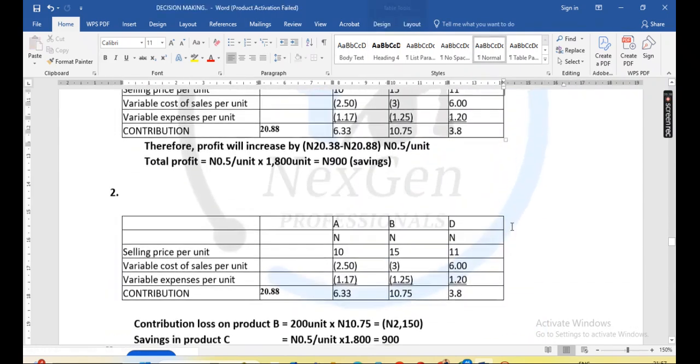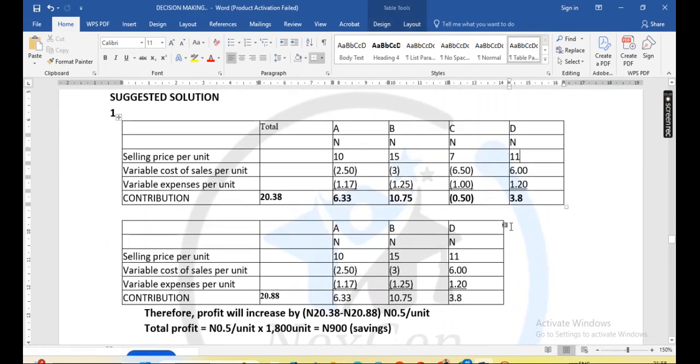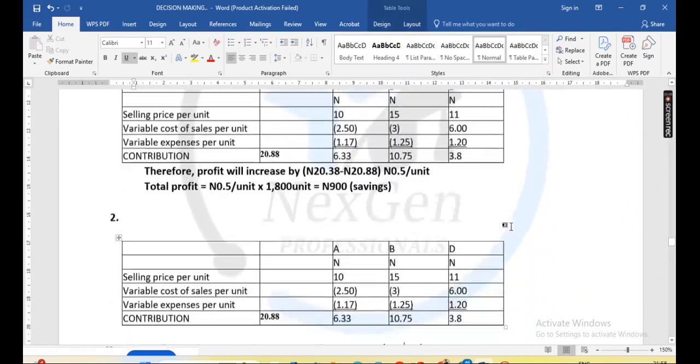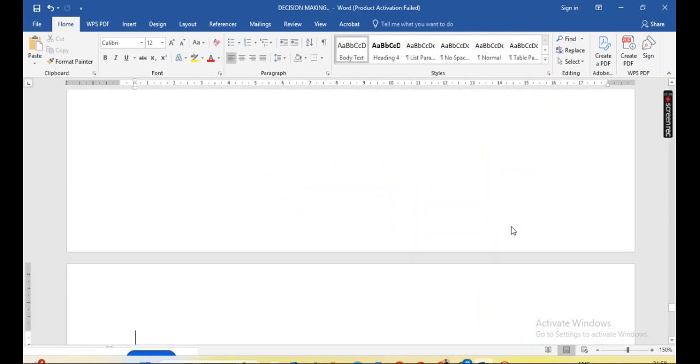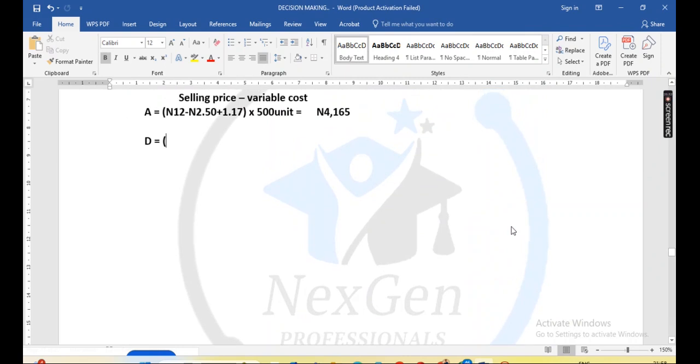Or let me show you again, or you go to the question and check. 6 and 1.20. So 10.5 minus, what is the variable cost? Give me the figure. 6 naira per unit. Plus, what do you have again? Plus 1.2 naira. Okay.